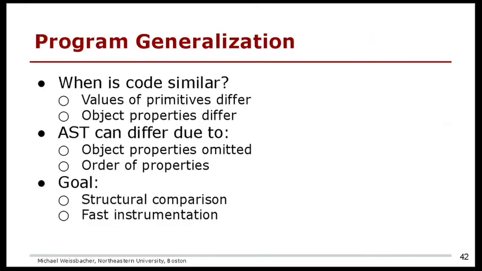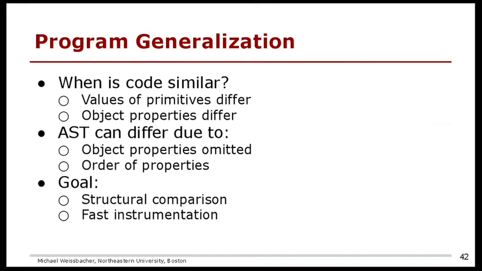Okay, so what we came up with is this. The question was, when is code really similar, or when is it different? So when does it belong to the same class? We said if values of primitives differ, so if a string is different, or a number is different, or object properties differ, this is okay. And if there are differences in the AST due to either missing object properties or they're just out of order, then we can still consider this a member of the same class.